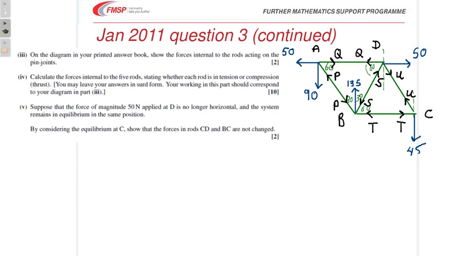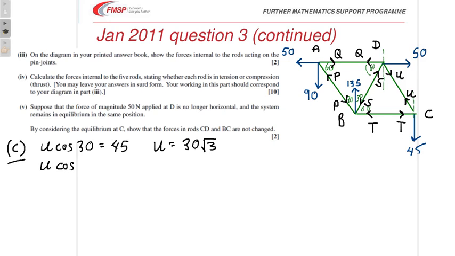Right. Let's start at C. It's a good idea to show like that the points you're considering, and we're looking at the equilibrium of the actual pins that are holding this framework together. So at C, resolving vertically, U cos 30 equals 45. So U equals 45 over cos 30, that's 90 over root 3, or 30 root 3. Pause and take a moment to check that if you want to. Horizontally, U cos 60 equals T.